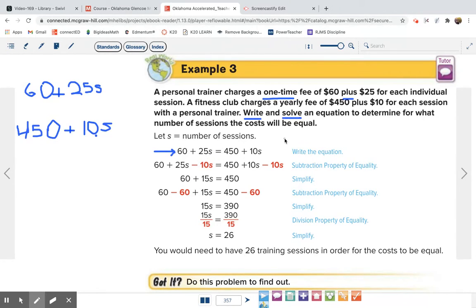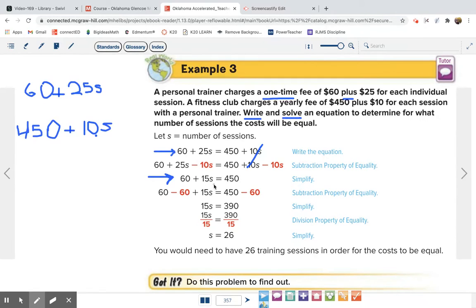So now we solve this like we did on previous problems. We've got to get our S's together. It doesn't matter which one you move, so they moved the smaller one on this. Since it was plus 10S, we subtract 10S from both sides of the equal sign. That cancels here, and I'm just left with 450 equals 25S minus 10S is 15S, and then we still have that 60 plus out front. So this is now our equation: 60 plus 15S equals 450.